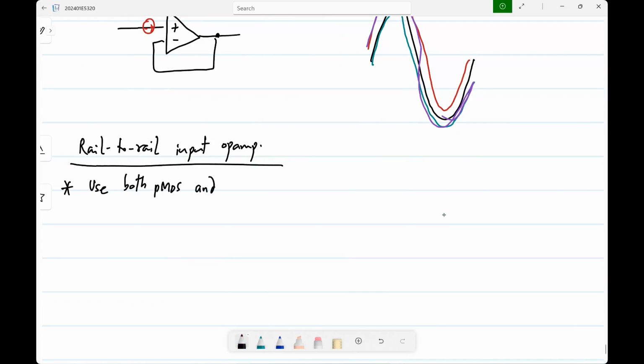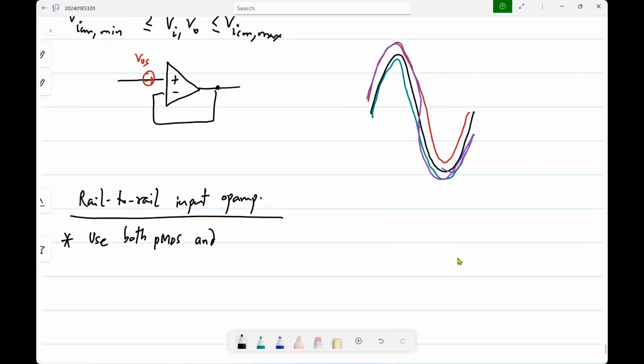What is that? Input common mode limit. Yeah. Input common mode limit is wider than any of the other circuits. No, this is VI of this, VI and VO of this circuit.